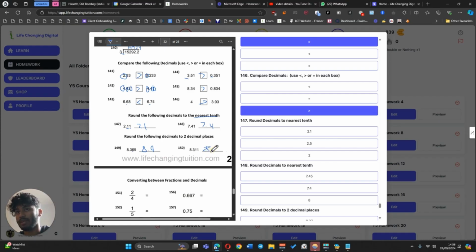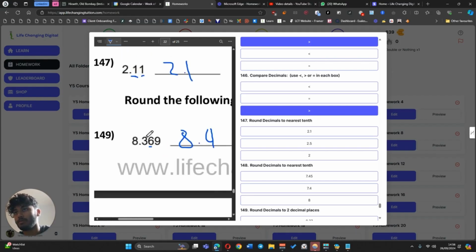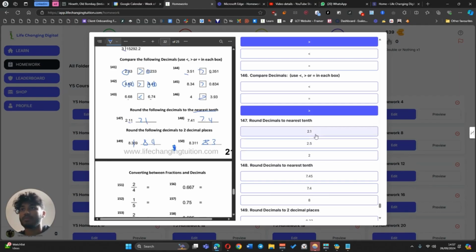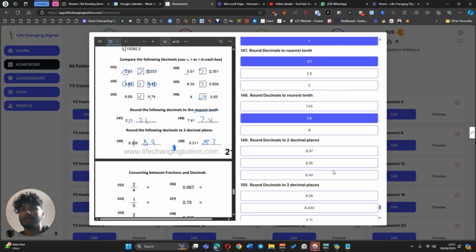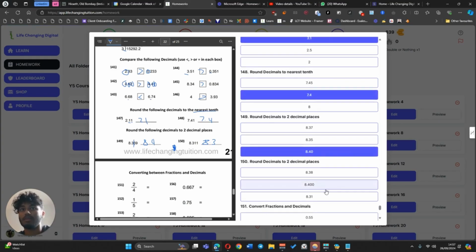This one rounds down. So anything that is bigger than 5 rounds up, anything smaller than 5 rounds down. And 5 also rounds up. So again, because we're rounding to this place, you look at the one number behind it, and does it round up or down? If it rounds up, you change this to a 4. If it rounds down, you leave it as a 3. So what have we got here? 2.1, 7.4, 8.4, and 8.